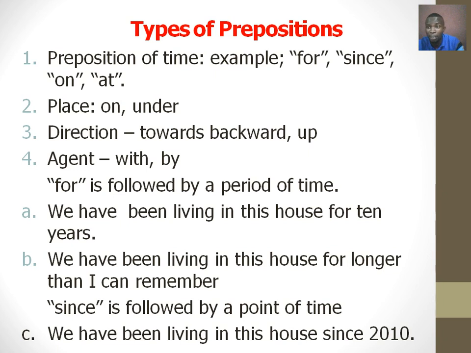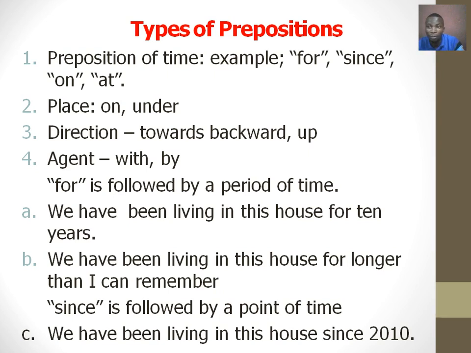For is the preposition there, and that preposition shows time. And what follows for is 10 years. 10 years is a period of time. The second example says, "We have been living in this house for longer than I can remember." For is the preposition of time. Then longer than I can remember is a period of time.